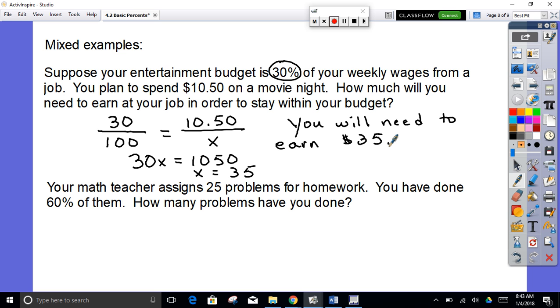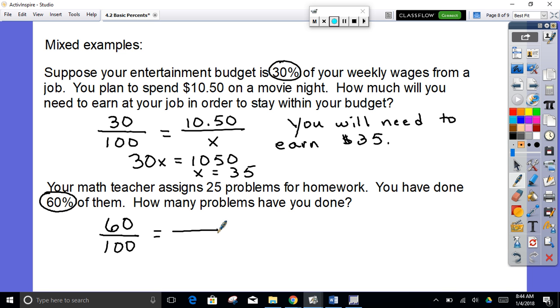All right, here's a math one. Your math teacher assigns 25 problems for homework. You have done 60% of them. How many problems have you done? Well, one of the things is pretty easy to find. We have a percent sign here. So we know that 60% is our percent. So we can start to set this up. 60 over 100 equals part over whole.